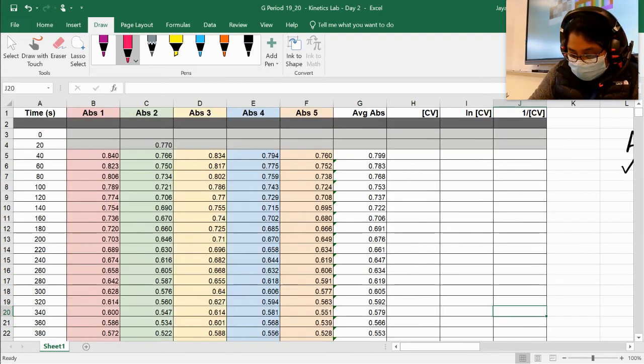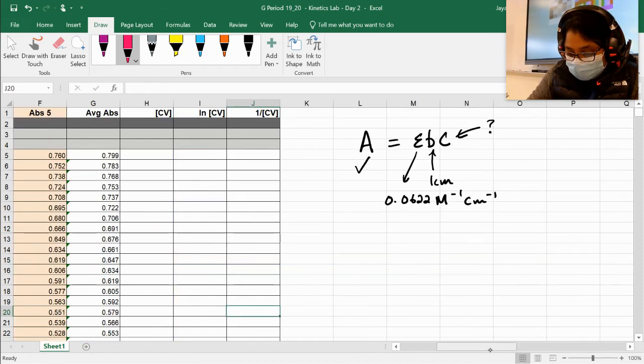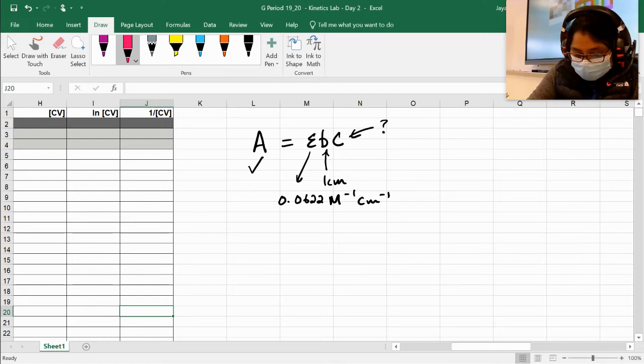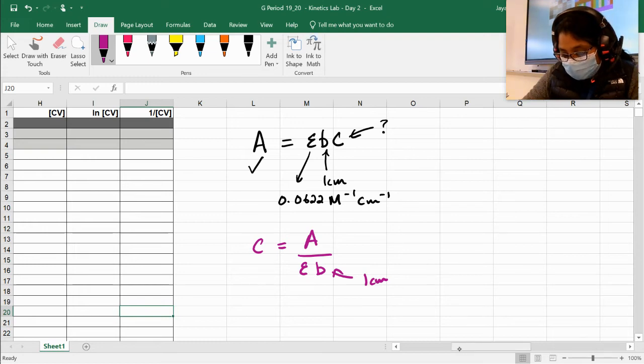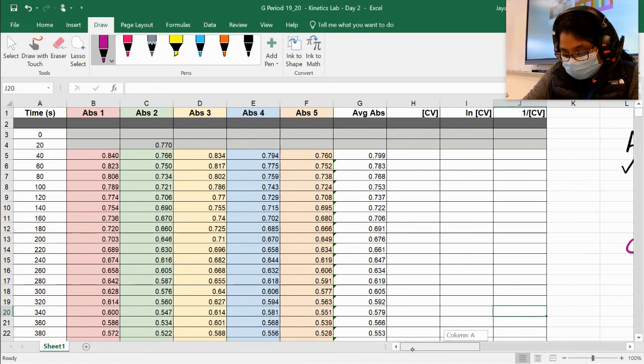In order to plot your data with concentration, natural log of concentration, and 1 over the concentration, you actually need the concentration based on absorbance, which is why it's important to make a calibration graph to calculate concentration. So concentration is just going to be absorbance over the molar absorptivity constant times the path length. Since the path length is always 1 centimeter, it'll just be absorbance over molar absorptivity.